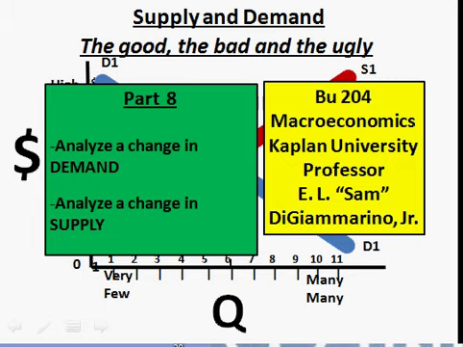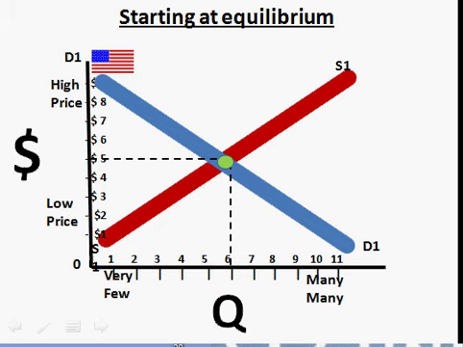Well, here we are, folks, again at part 8, and we're going to continue our discussion by analyzing changes in demand and changes in supply. So we'll begin with our equilibrium situation. We're going to use our same coffee beans example, starting off with equilibrium. The American consumers, who are the only consumers in this equilibrium situation, are demanding 6 million pounds of coffee at $5 a pound, and the suppliers are willing to supply 6 million pounds of coffee at $5 a pound, and the situation is in equilibrium.